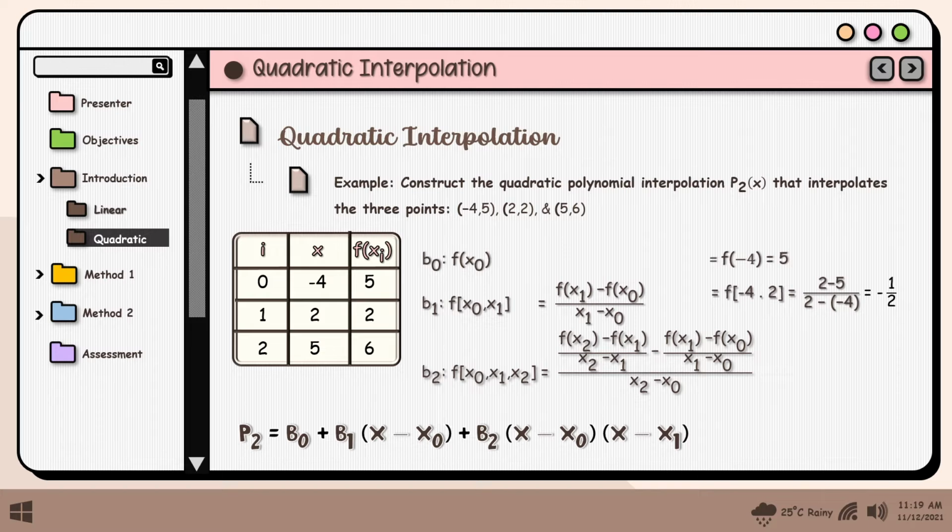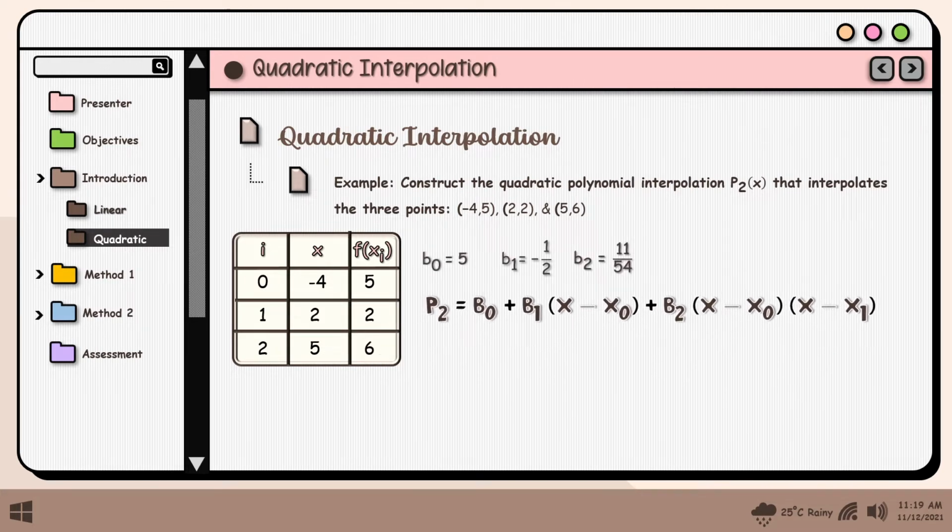Continuing on, so our b sub 0 is equal to 5 as shown. Our b sub 1, which is the first order of interpolation with the points -4 and 2, with the equation 2 minus 5 all over 2 minus -4, we have -1/2. And substituting all the needed values for our b sub 2, we have come up with the answer 11/54. Now take note of the 3 values we have now calculated.